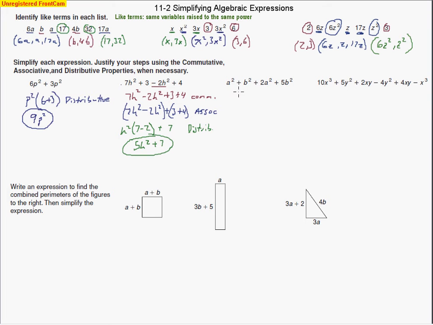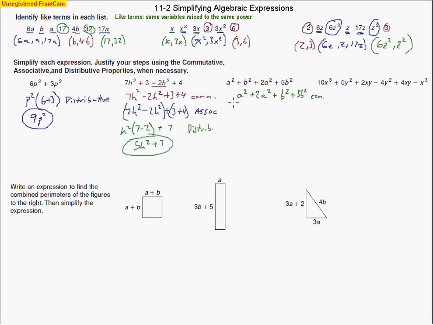So looking at our next one here, we've got to use the commutative property first. And so we're commuting the terms that have the same variables raised to the same power. So the a squareds are like terms, so I'm moving those next to each other. Then the b squared and the 5b squared as well. So again, that's the commutative property. So I'll just write COM for commutative property.